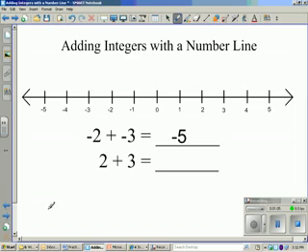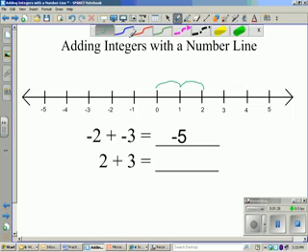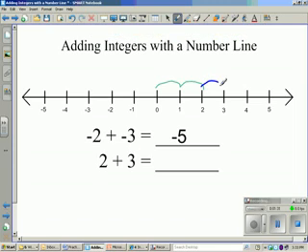Now if you have a problem like 2 plus 3, well that's a +2. So you start at 0 and you go to the right because it's a +2. So I'll go to the right 1, 2 units. Then I'll go to the right again because it's a +3, 3 units. 1, 2, 3. And I end up at a +5 on the number line. So the answer to that problem is +5.